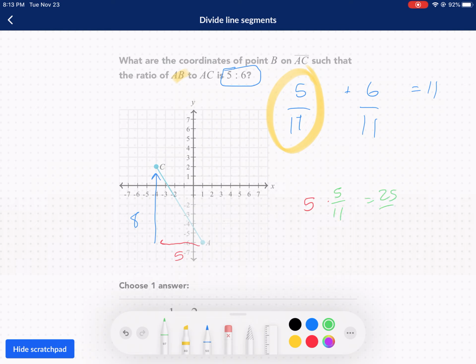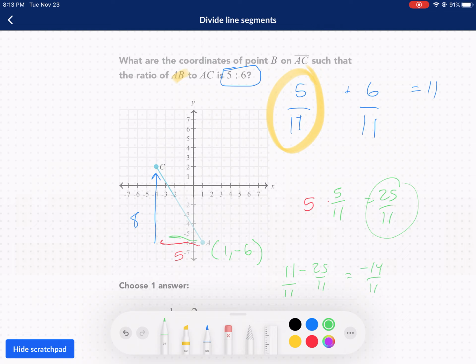So I get 25/11ths. Again, we got these disgusting fractions, which is not going to be fun. But what do? Well, guess what? I'm going to have to label these points anyway. This is 1 comma negative 6. I need to add this, actually subtract it, 1 minus 25/11ths. That's 11 over 11, the same thing as 1. And that gives me negative 14 over 11.